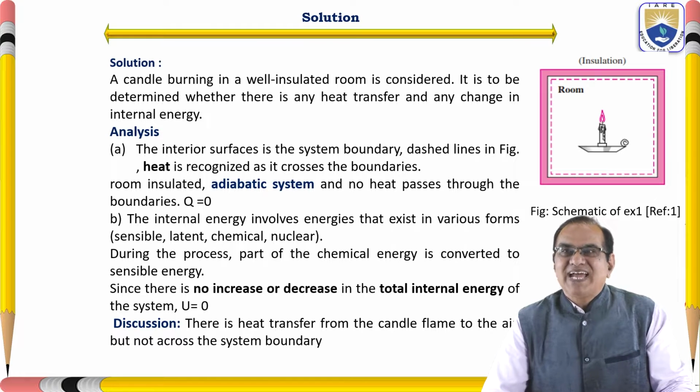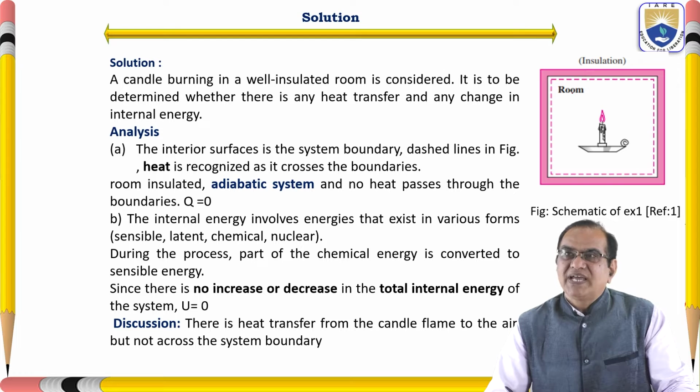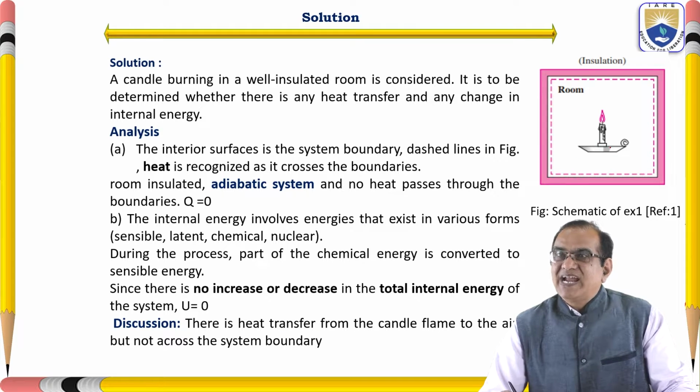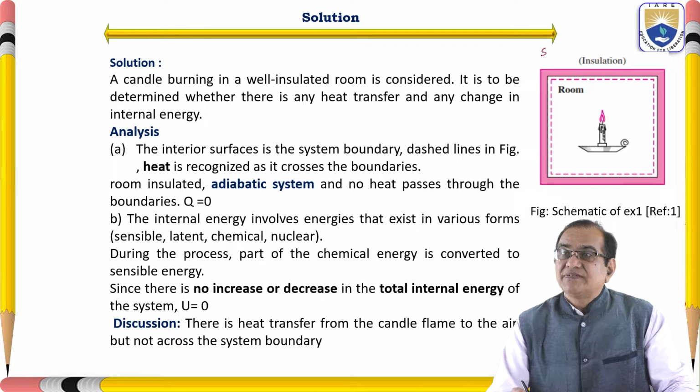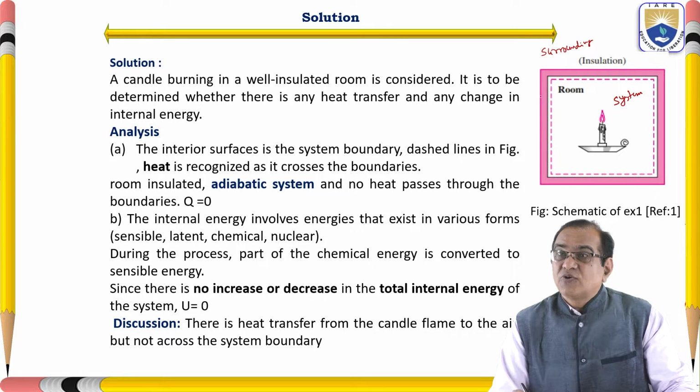So here we can see how we can go ahead. A diagram is shown here, and in this you can see there is a room, and this room is insulated by this red line. Here is a candle. This candle is illuminating and everything is insulated. Heat will not go out, and from outside it will not come inside. So this is the surrounding here, and this is the system here. Inside this system, what is happening, that we have to see.